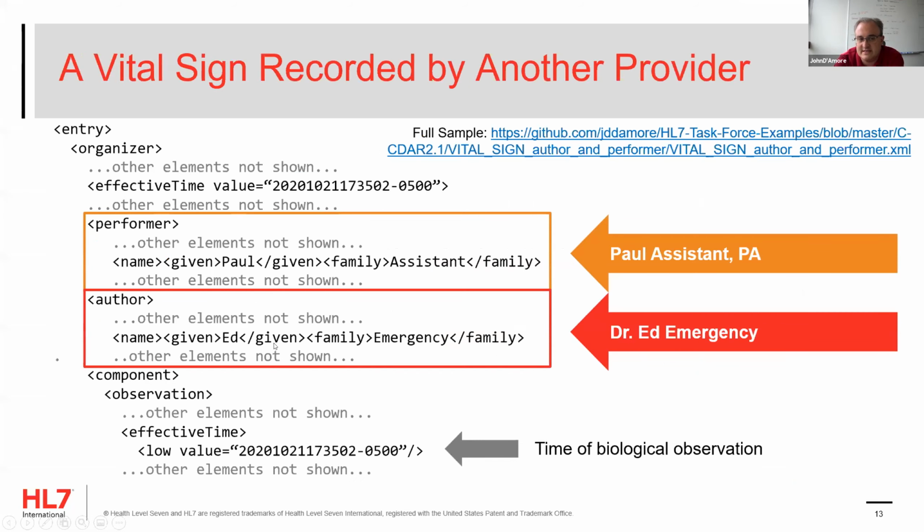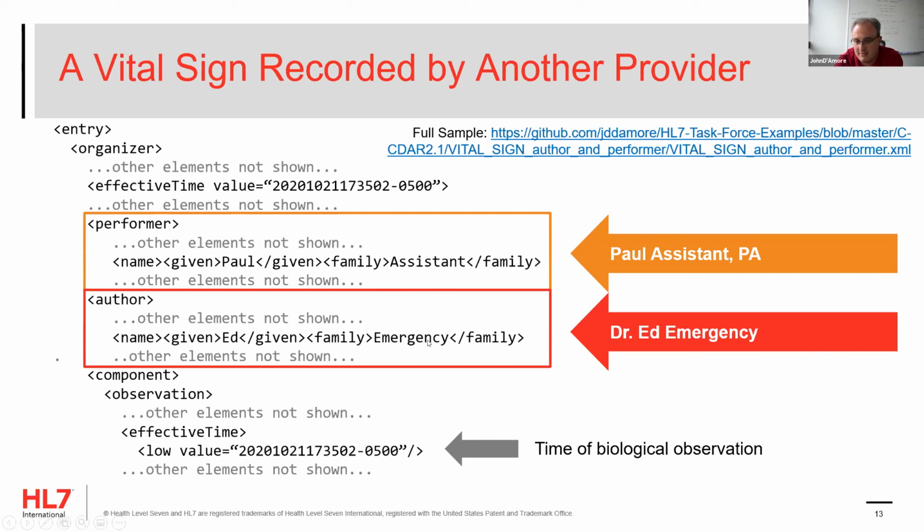So within this example, we would have a vital sign entry with an organizer, which has an effective time. At the organizer level, because there can be multiple components to blood pressure, there are generally 2 in C-CDA, systolic and diastolic. You could have other vital sign readings. But at that organizer level, you can have a performer, which would be the physician's assistant here, who is the one who actually took the vital sign readings, and an author could be the doctor at emergency.